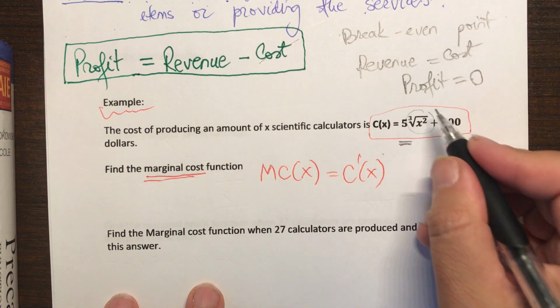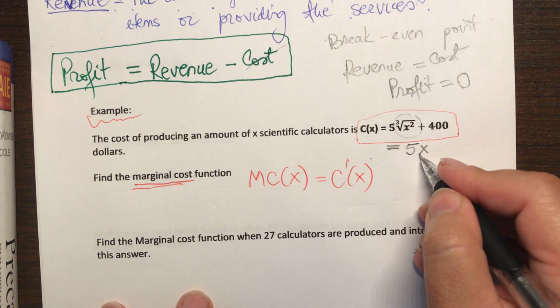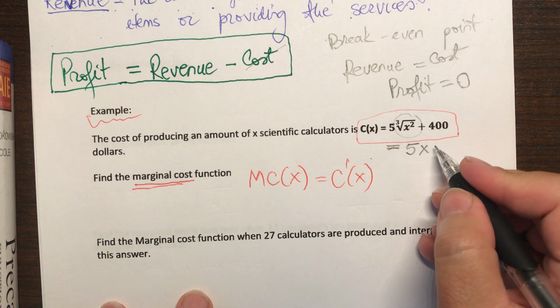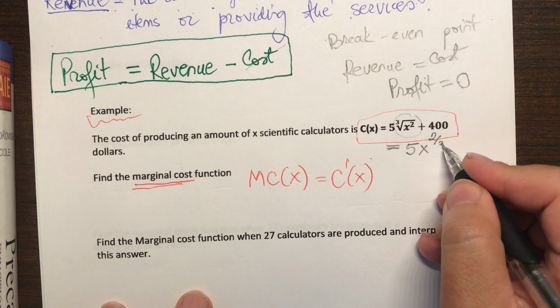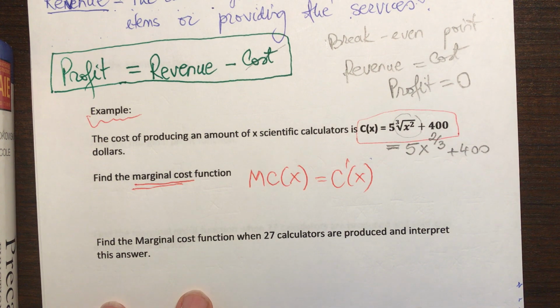Why? Because I have a radical. So I am going to rewrite the cube root of x squared as x to the 2/3, plus 400. And now I'm good. So what's the derivative of this?